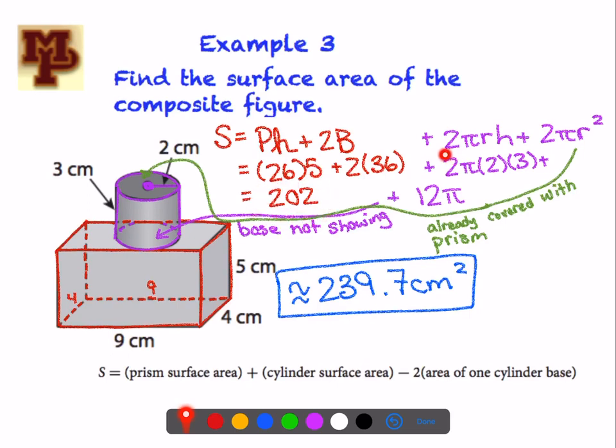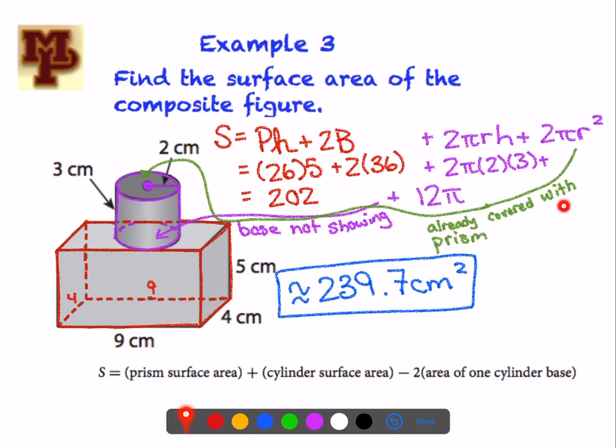As for our purple cylinder, we have 2 pi rh plus 2 pi r squared. So that's the surface area of the entire cylinder. And then we also got to remember that the base is not showing. So when we do this, we end up with 2 pi times 2 times 3, and we get plus 12 pi. And again, the reason for that is because one of these is not showing, however, it's showing on top here. So we're just ignoring the bases. We're just finding the lateral area here. That way we don't need to subtract anything.